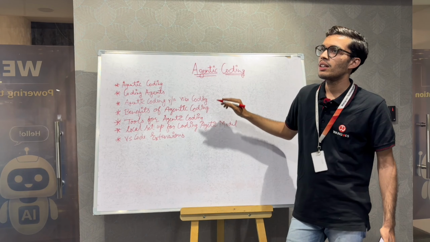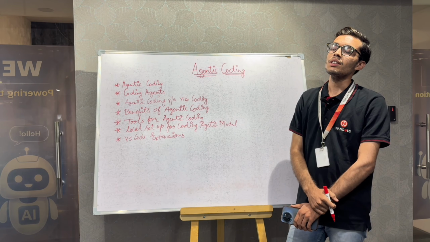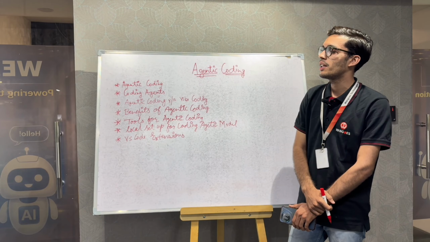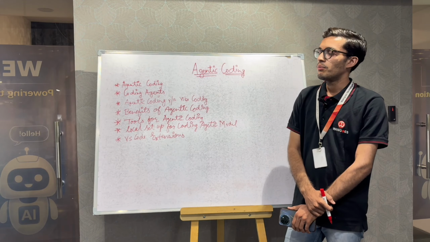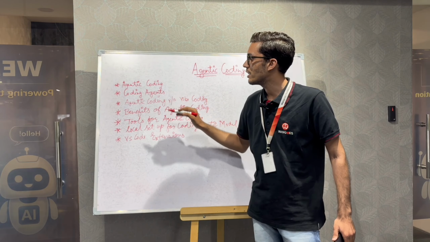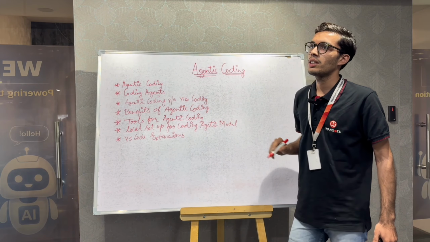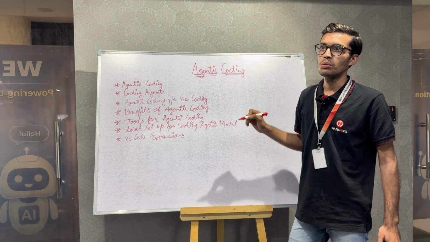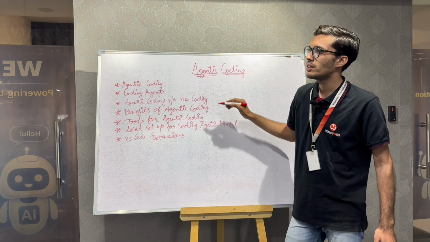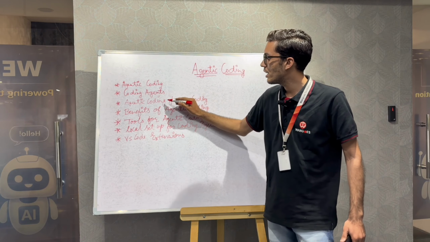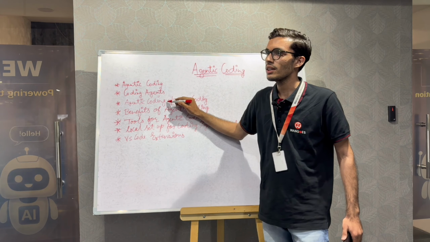So one thing is vibe coding. In vibe coding, we also use prompts to generate code snippets, but it is different from agentic coding. Agentic coding does not need any logic to write the code, but vibe coding needs a logic. Vibe coding is reactive, but agentic coding is proactive.